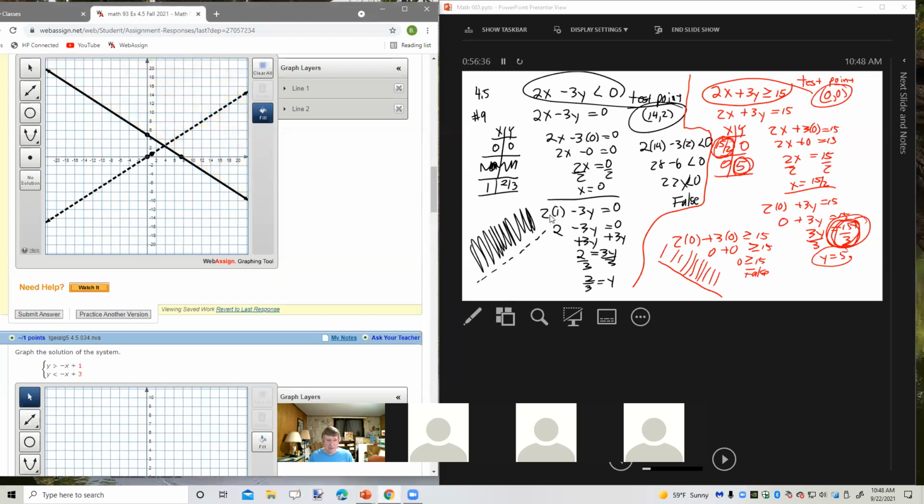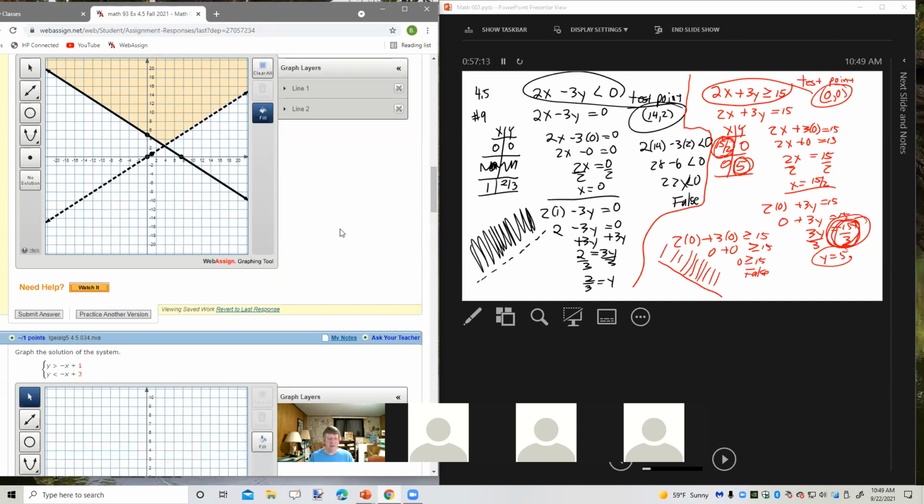Okay. So again, let's go back, kind of review here. For the black line, it's a dashed line because it doesn't include equals. And the test point was no good. So it turned out that we were going to fill it here and here. For the red line, we were going to fill it there and there. So where did they overlap? Right there. So that would be the final solution. This line is solid, this line is dashed, and this area up here should be shaded in. Are we okay with that?